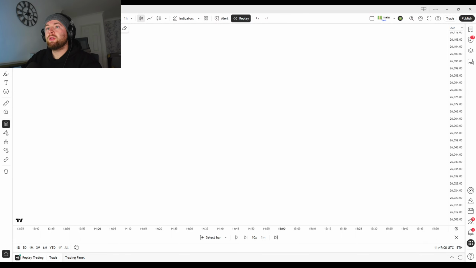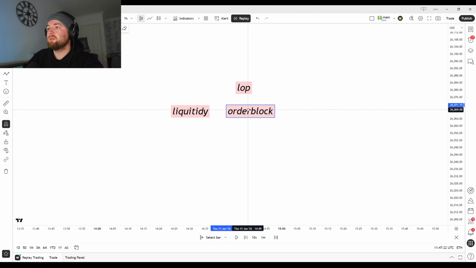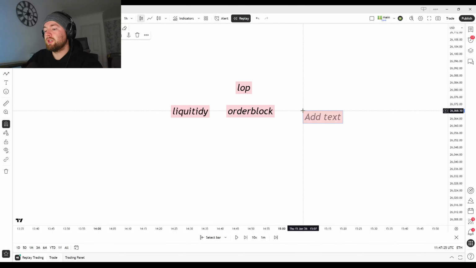So one thing that I like to look for, this strategy is called the LOP. Alright, this is my own strategy that I came up with. I call it the LOP. Alright, so what does that stand for? Liquidity. I can't spell, but that's liquidity. Order block and price action.